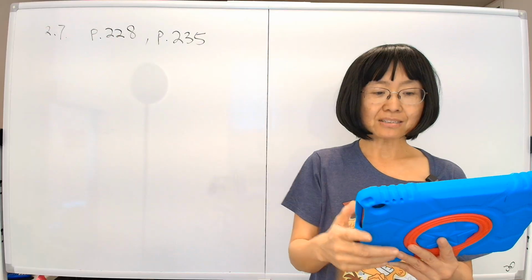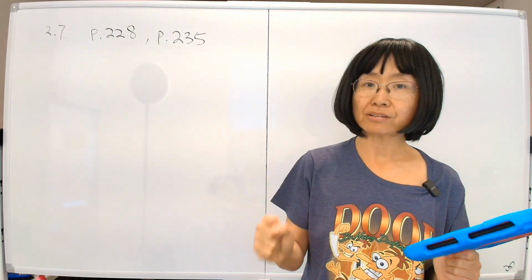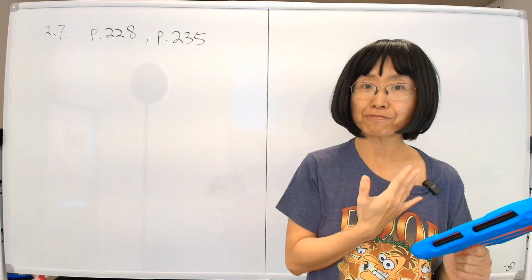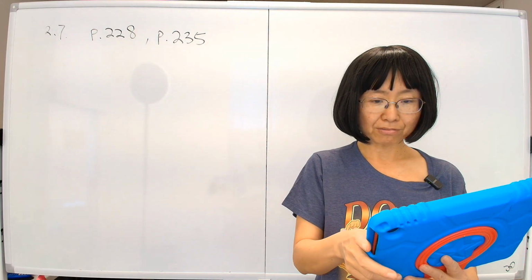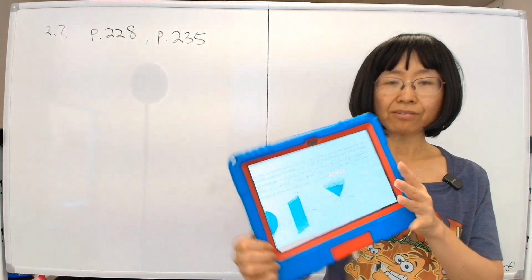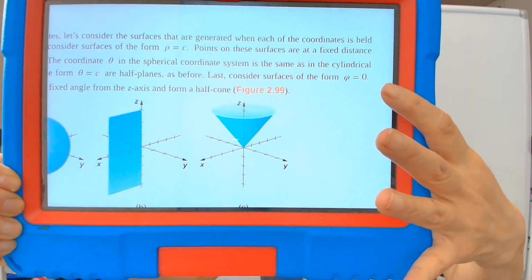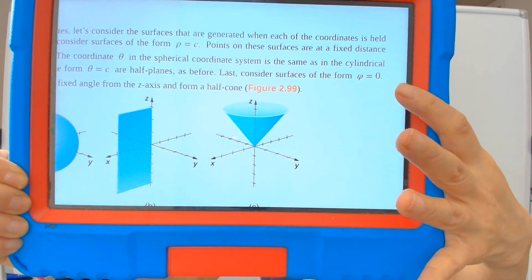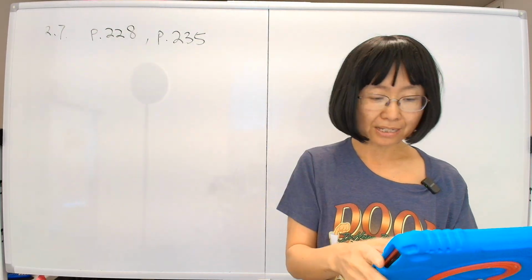If theta is constant, it's similar to the cylindrical coordinates, where you shoot out a half plane along the direction of theta. And lastly, if phi equals c, the book has a slight error. It says phi equal to 0 here. They mean phi equal to c. The others are all equal to c: rho equal to c, theta equal to c, phi also equal to c. So that's just a slight typo.